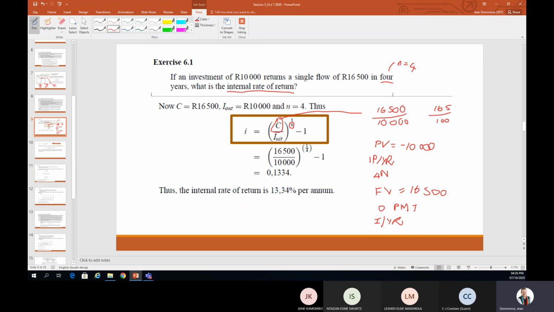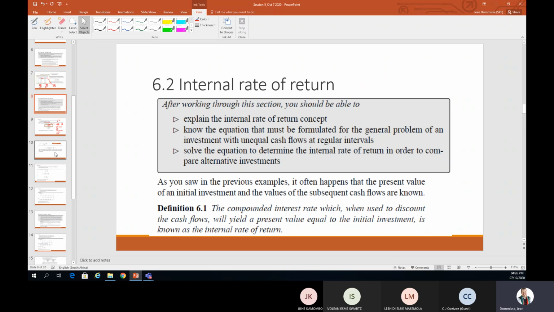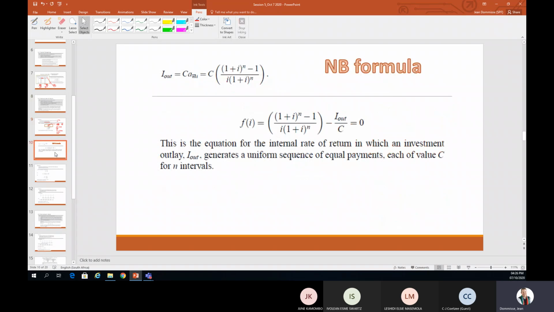So with this exercise, you could use the calculator as well. You could use the formula. Just depending on what you are comfortable with using, use that. Are you guys happy until this point? So basically, we've done the internal rate of return and we've done the average rate of return.